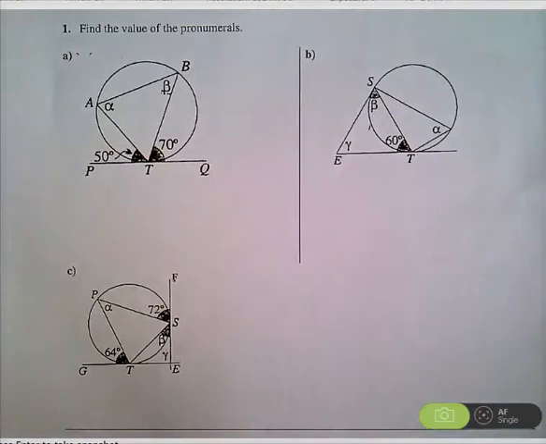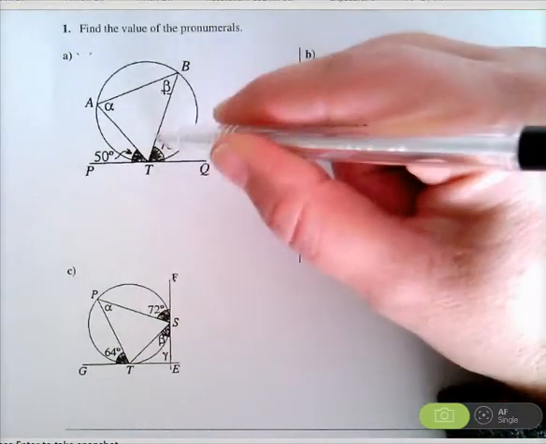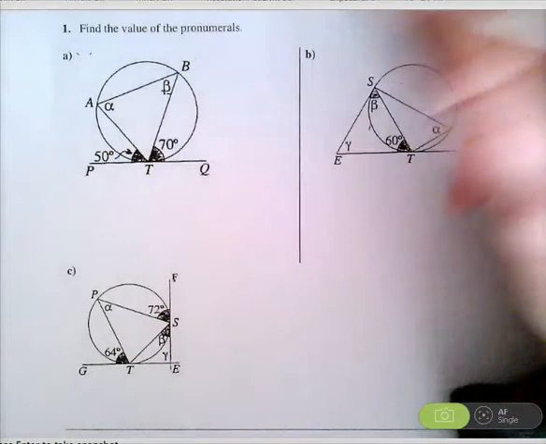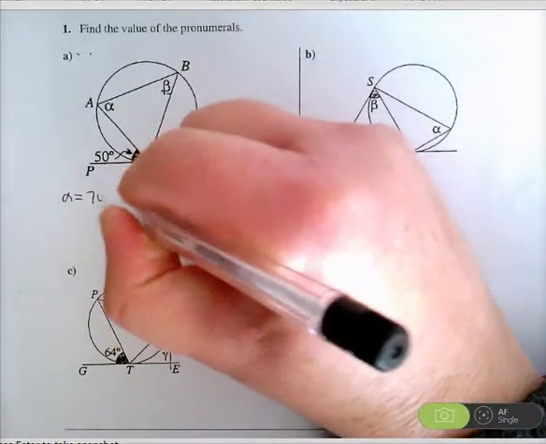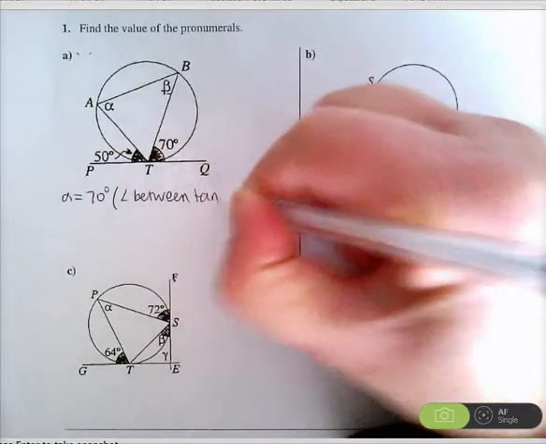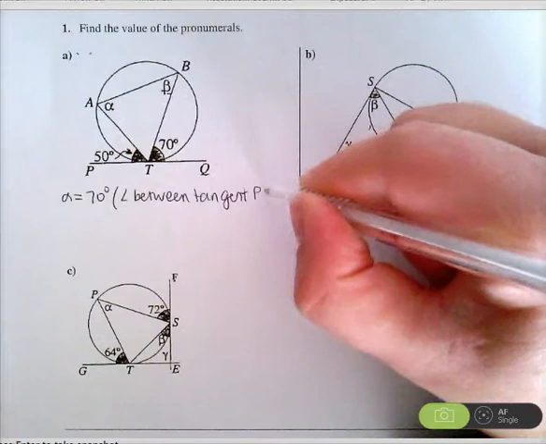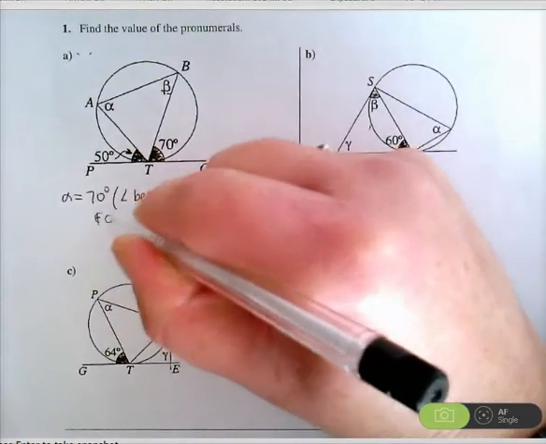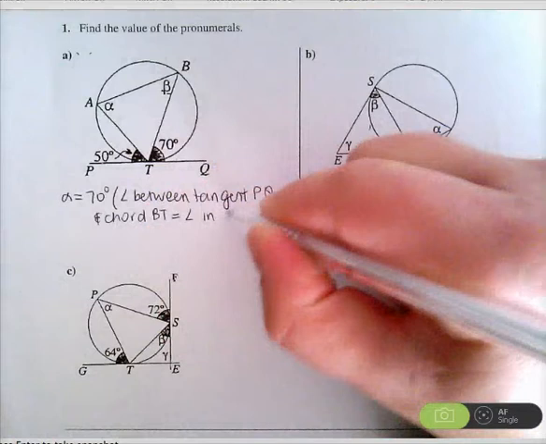So for the first one, we can see that the angle between the tangent PQ and the chord BT, which is 70, equals the angle in the alternate segment, which is alpha there. So alpha equals 70. Reason, angle between tangent, and you may as well put which tangent it is, tangent PQ and chord BT equals angle in alternate segment.